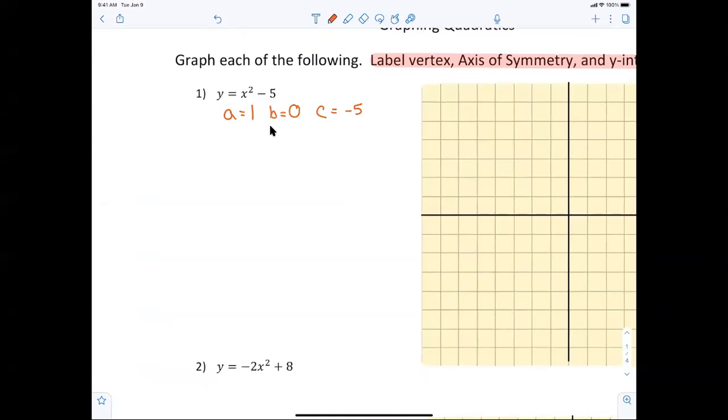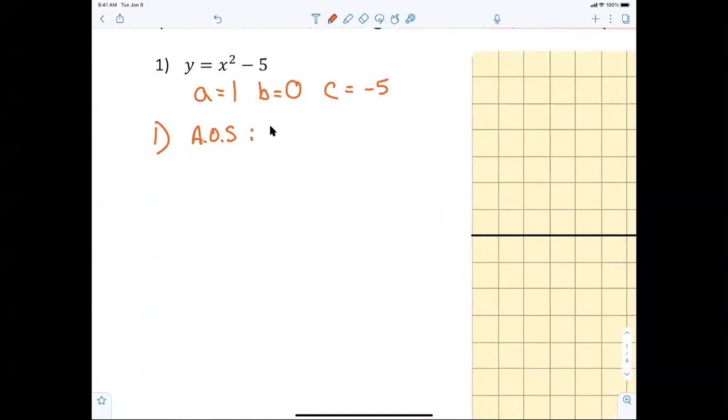So now, step number 1. I want everyone to be able to tell me AOS. What does that mean? The axis of symmetry. So to find the axis of symmetry, it's always x equals -b over 2a. That's the axis of symmetry. -b over 2a.